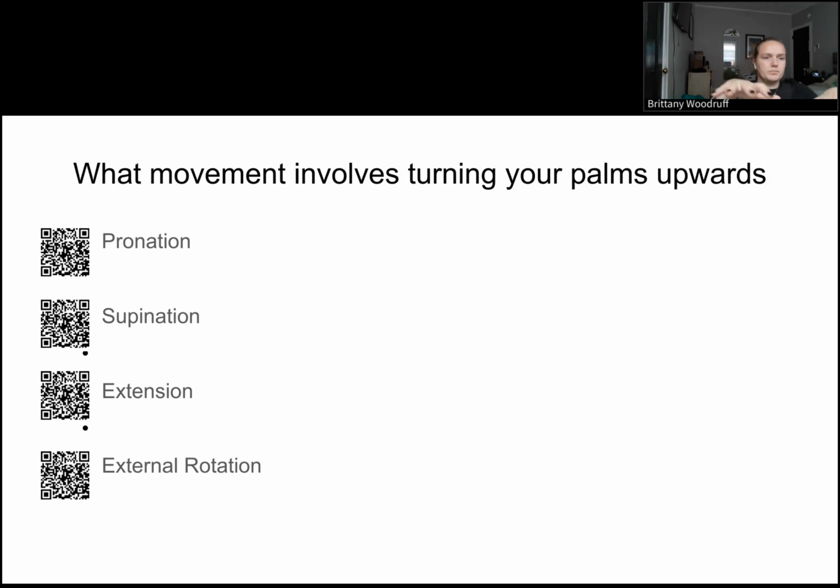Yep. So palms upwards, supination. Palms downwards, pronation. Okay, supination, you're making soup bowls.